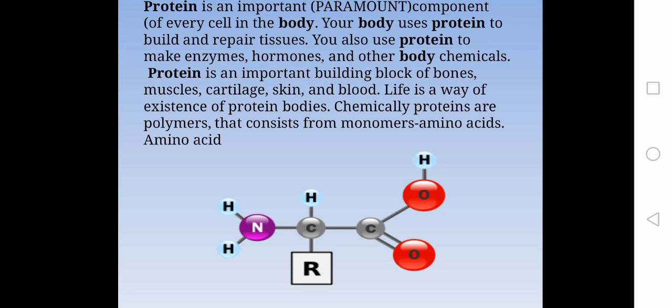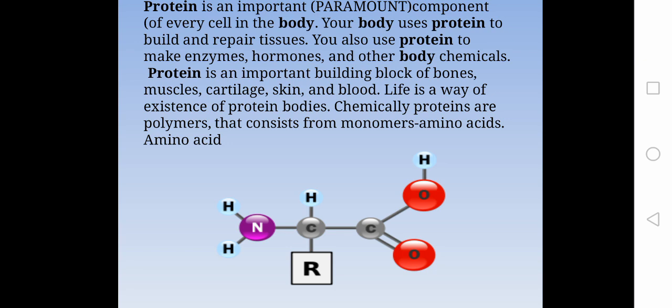Protein is an important, paramount component of every cell in the body. Your body uses protein to build and repair tissues. You also use protein to make enzymes, hormones, and other body chemicals. Protein is an important building block of muscle, cartilage, skin, and blood.